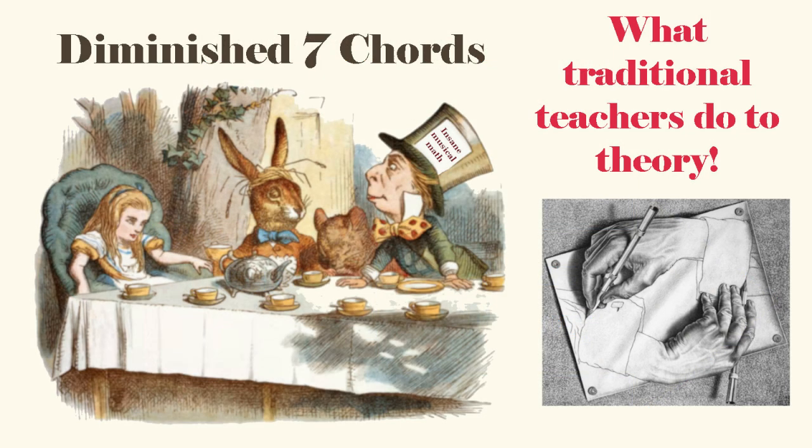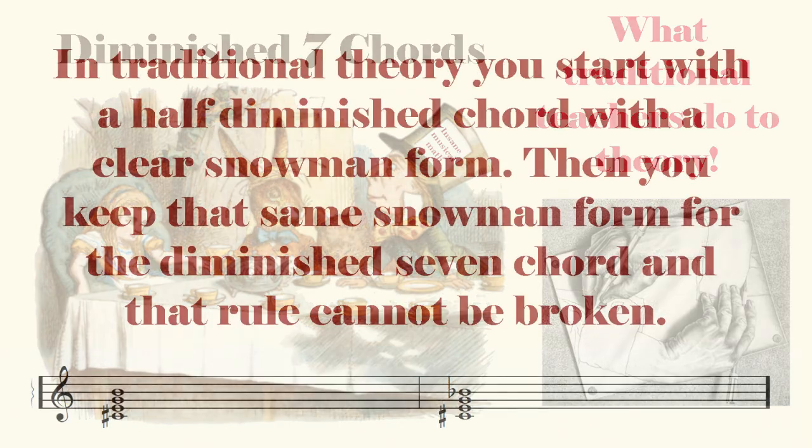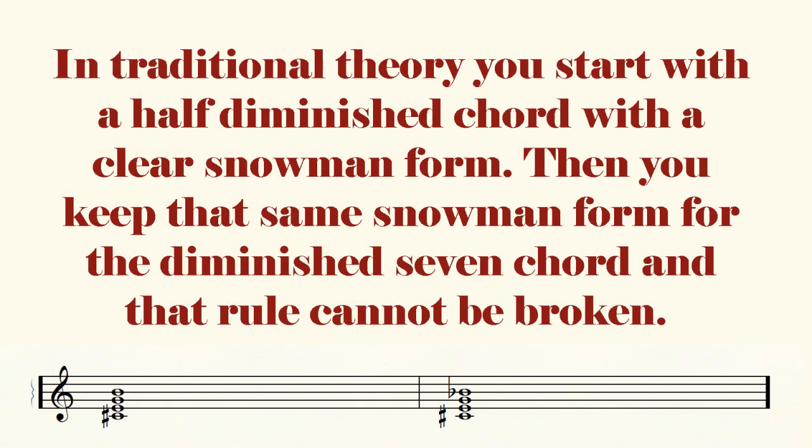Now comes the rabbit hole. The traditional theory rules for this chord are going to be totally different. Everything you analyze or name is going to be based on an inflexible rule determining what it has to look like on the page. So with this system, you start off with a half diminished chord in snowman form. You turn it into a diminished 7 chord by lowering the top note without changing the letter.